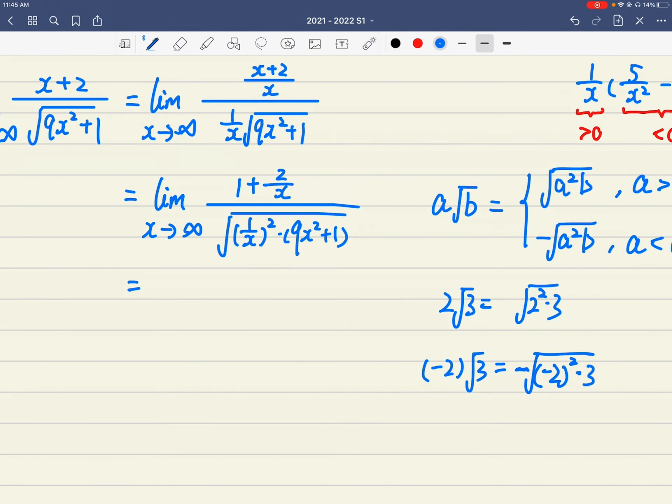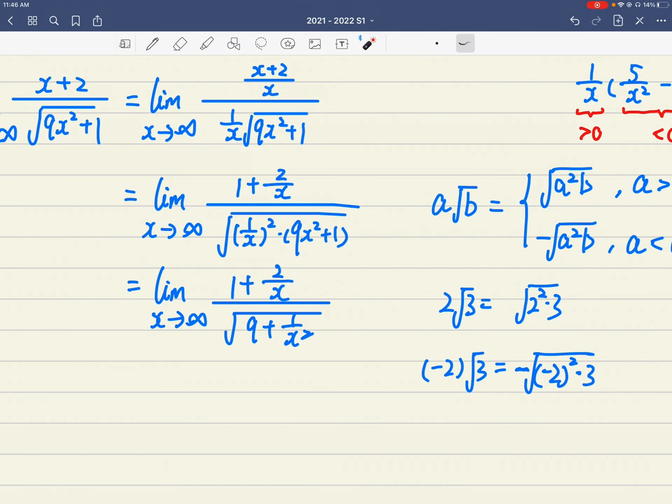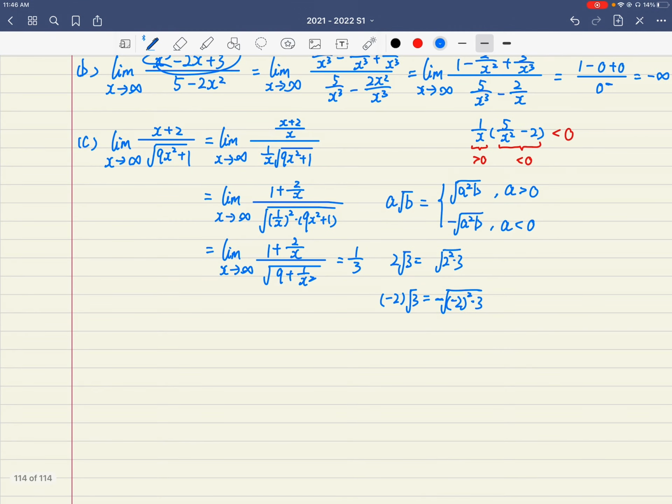Then just keep simplifying it. It's the square root of 9 plus 1 over x squared. Then when x is approaching positive infinity, this part is 0, this part is 0. So you get the answer. It's 1 over square root of 9. Do you have any questions for this part?